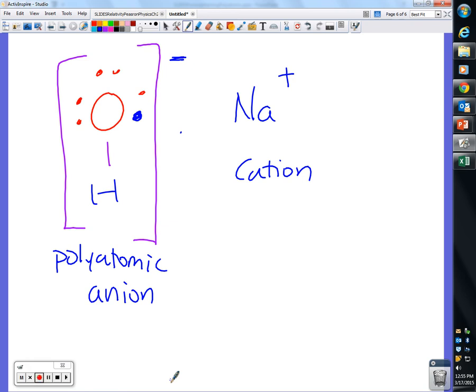Regular cations can combine with polyatomic anions. Polyatomic anions can combine with regular anions. Or polyatomic and polyatomic can come together. Or regular and regular can come together. Right? As long as one's positive and one's negative, they'll be attracted to each other. So in general, cations are attracted to anions whether they're polyatomic or not. Okay?